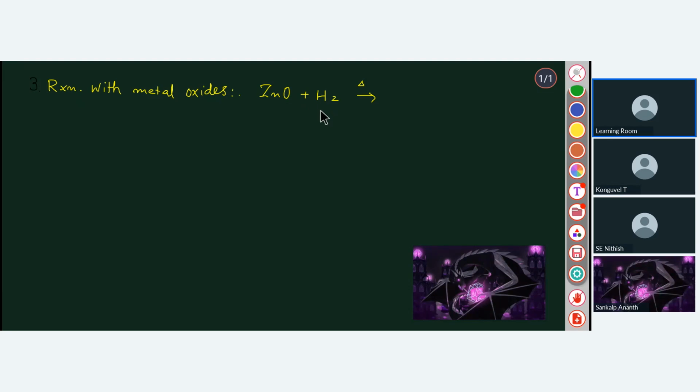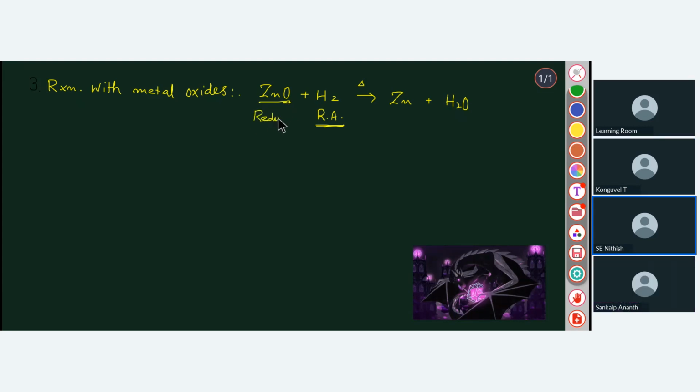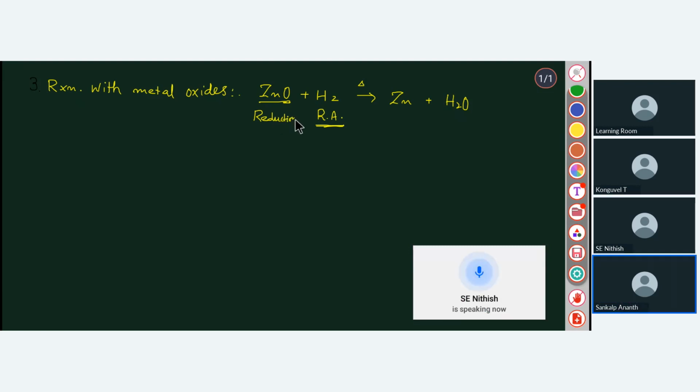What is it acting as? It is just acting as a reducing agent. It will just reduce this zinc oxide, so it will form zinc, and we will get zinc plus H2O. That means this H2 acts as a reducing agent. So zinc oxide has actually undergone reduction, and hydrogen has undergone oxidation because oxygen is being added. Hydrogen has actually undergone oxidation.